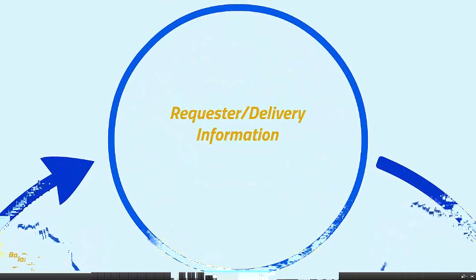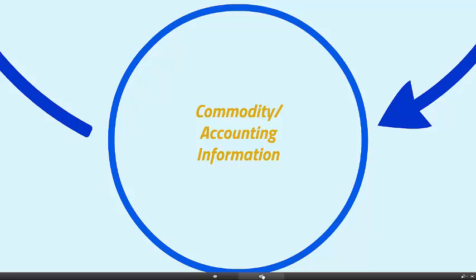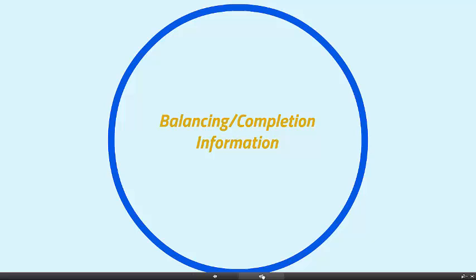Complete the requester delivery information, complete the vendor information, complete the commodity accounting information, and complete the balancing completion information.